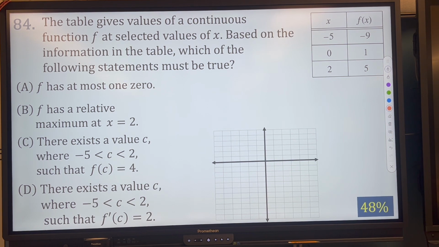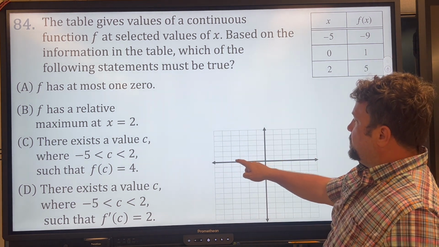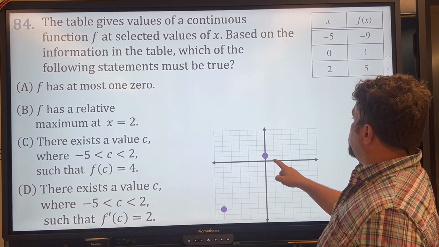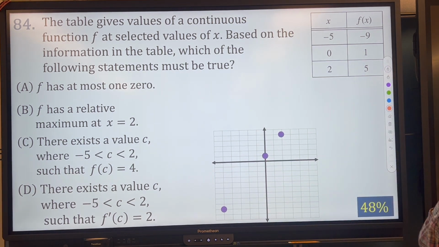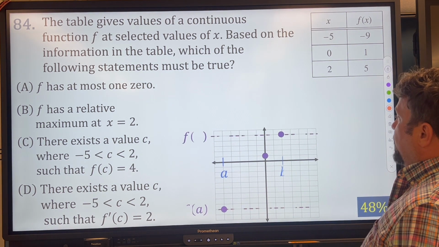What do we got? So when we do this problem, first thing I'm going to do is plot these points. -5, 1, 2, 3, 4, 5. -9, 0 over 1 up, and 2 over 5 up. So I got my points plotted, okay? You can make your own plots. They're not going to be on the paper, but just drawing your own plot makes things easier. So based on the table, which of the following statements? That's all I got right now.